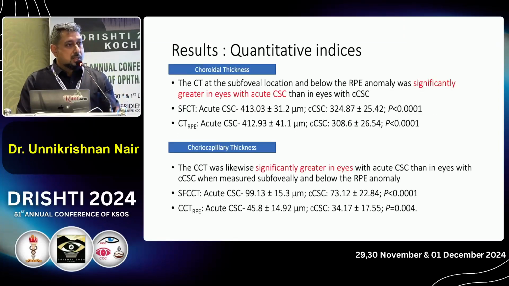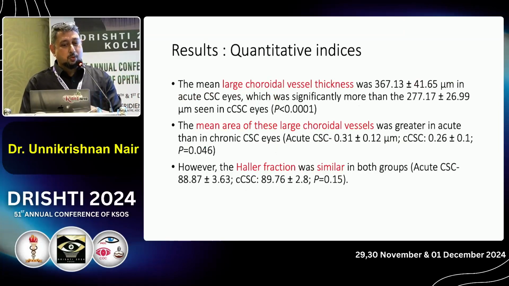But this is where it starts getting interesting, when you look at this; these are known facts. In acute CSR, the choroidal thickness and the choriocapillary thickness are more than in chronic CSR, which means thinning happens over time. The large choroidal vessels are thicker in acute CSR. The area of the vessels is more in acute CSR. But what is interesting is that what we call the Haller fraction is similar.